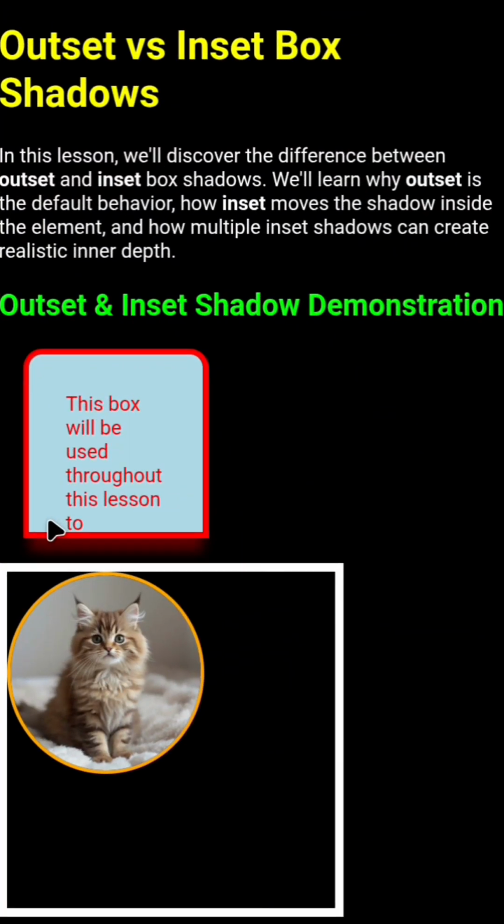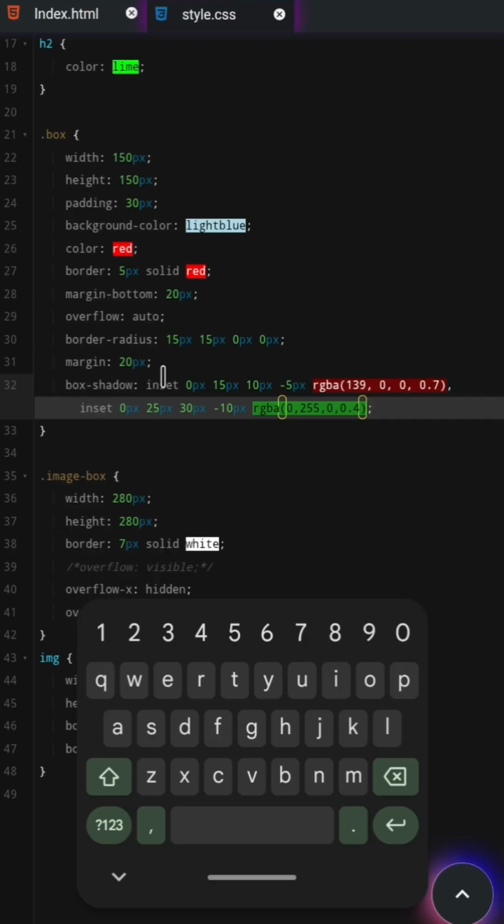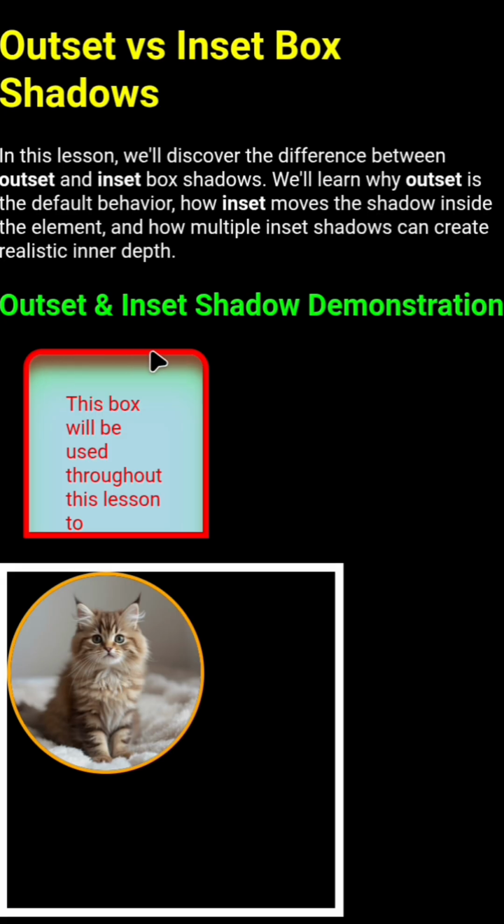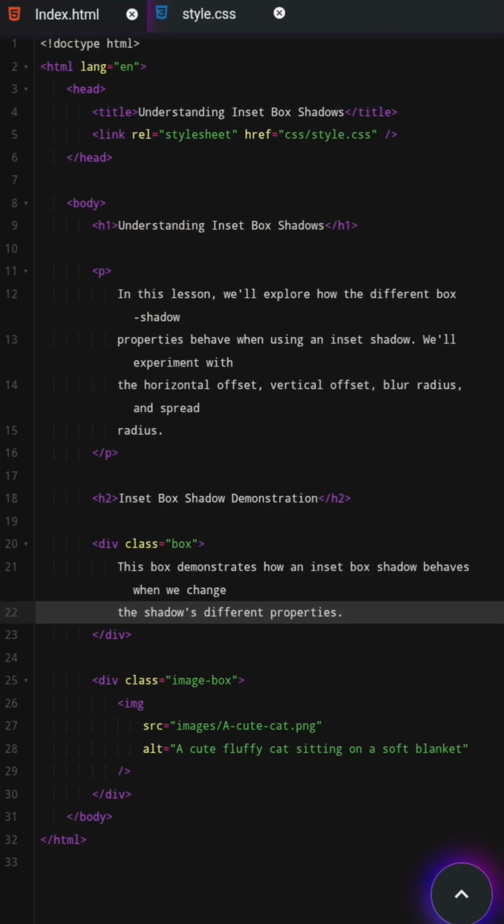In our previous lesson, we learned the difference between outset and inset box shadows. We discovered that an outset shadow appears outside the element, while an inset shadow appears inside it. We also created two inset shadows together to give our element a more realistic inner effect. But in this lesson, we're going to simplify things again.